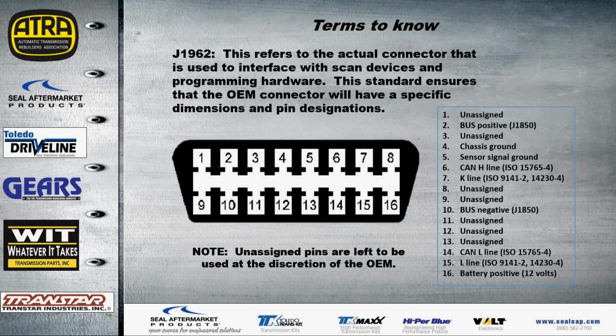A notation to make is there will be some commercial applications which will be considered C-class trucks and higher, 20,000 pounds gross vehicle weight and higher, which will have a connector that looks like this, but it will have a different designation. Again, that will be considered a commercial or non-automotive application, and these pin designations will not apply to that. Also note, the unassigned pins are left at the discretion of the OEM for other systems that they might want to include in a diagnostic link connector.